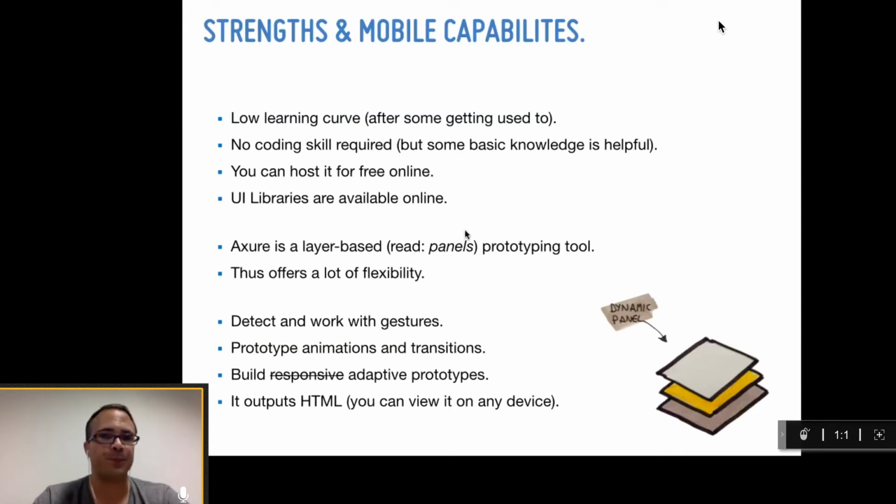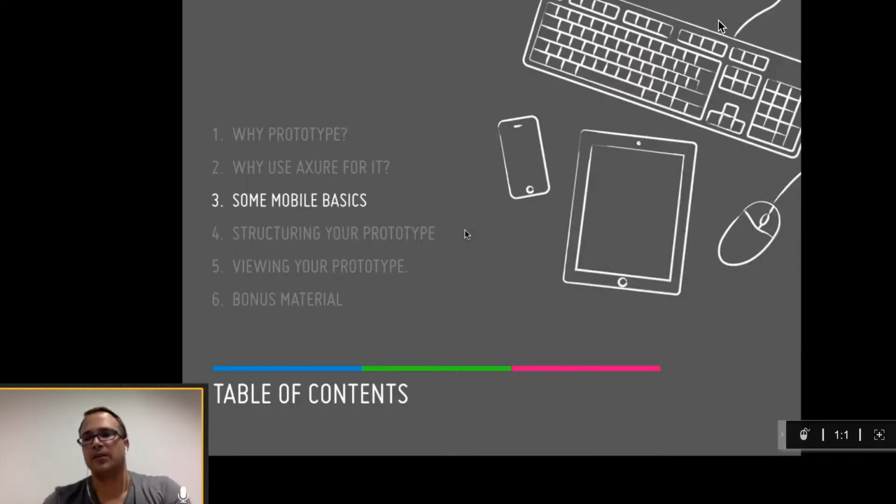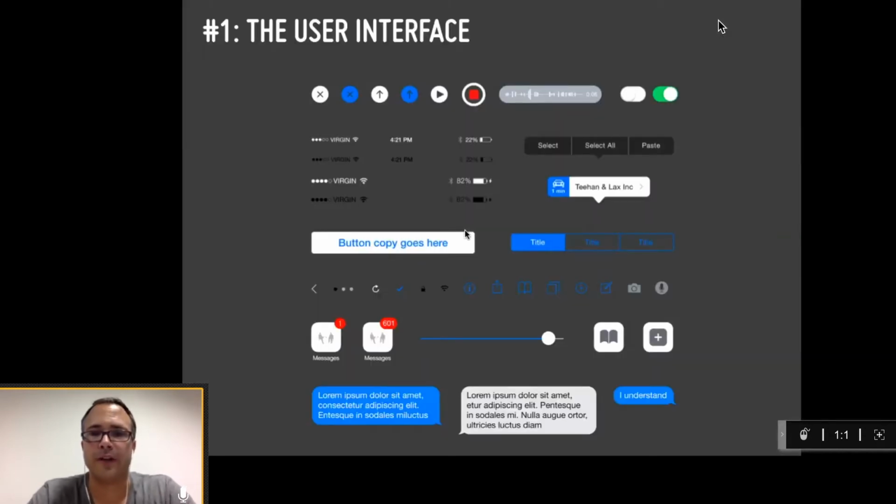So some mobile basics, because I think mobile is really interesting, but also very widespread in terms of capabilities and what you need to do. And it's not that hard to get started with mobile prototyping in AXURE, but it has some hidden depths, I think, and some tricks that would make your life easier. So first one, the user interface. So all the elements that we use.